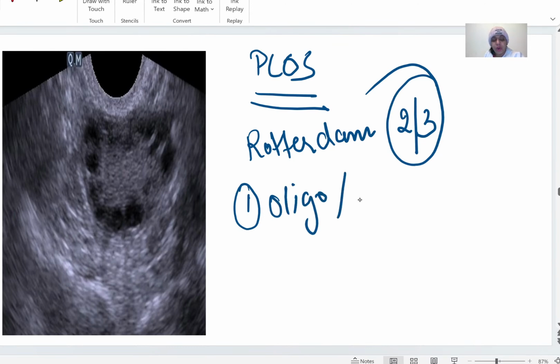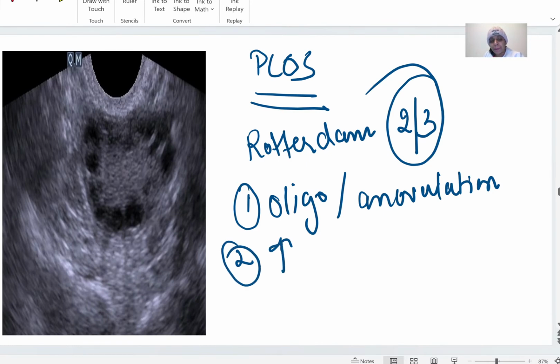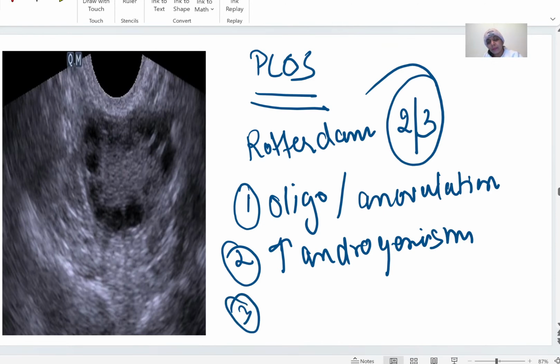ओलिगोमिनोरिया और एनोव्यूलेशन. एनोव्यूलेशन होगी तभी ओलिगोमिनोरिया होगा. नंबर 2, हाइपरएंड्रोजिनिज्म. एक हार्मोन बताओ जो जड़ है पीसीओएस की, क्या रेज हो जाता है? वेरी गुड, वेरी गुड. नंबर 3 इज मोतियों की माला. मोतियों की माला. और जड़ क्या है इसकी?